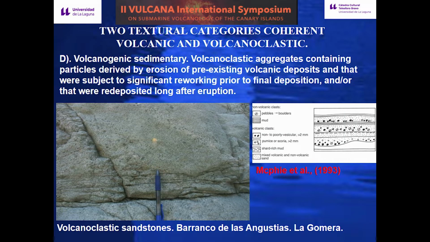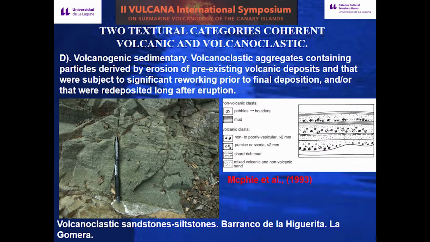Volcanogenic sedimentary deposits are composed of aggregates containing particles derived by erosion of pre-existing volcanic deposits, and they were subject to significant reworking prior to final deposition, or were deposited long after eruption. This is an example. This is volcanoclastic sandstone from the Barranco Las Angustias. It's submarine volcanoclastic sandstone. Another sample from La Gomera is submarine volcanoclastic sandstone and siltstone from the Barranco La Higuerita in La Gomera.